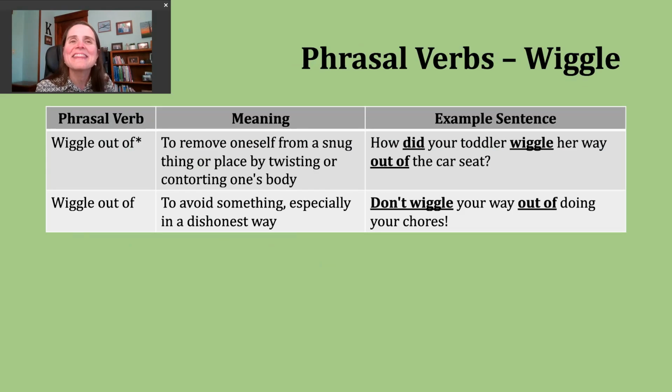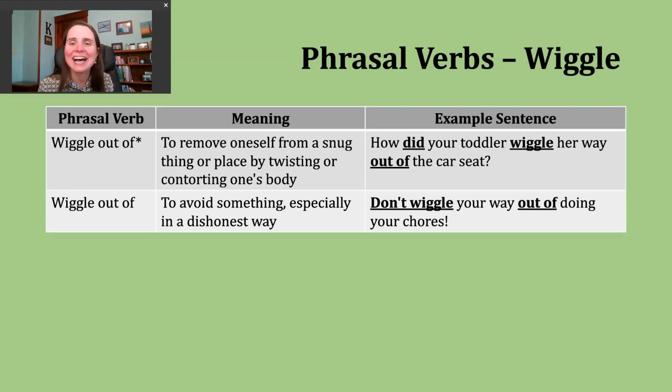Okay. Now, I think you might encounter a particular phrasal verb, and I'd like for us to discuss that now. The thing I think you may run into is to hear someone wiggle out of. This particular phrasal verb can have two very different meanings. So the first goes back to our original definition. You're removing yourself from a particular place, maybe something that's kind of snug or tight-fitting, and you're twisting and contorting your body.